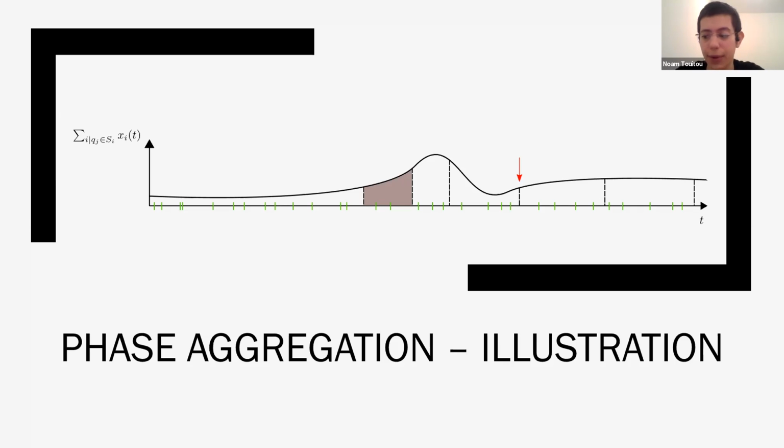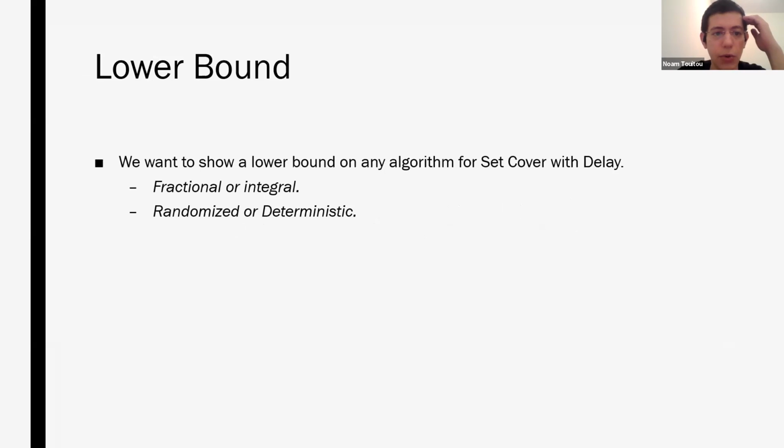So that's it for the rounding scheme. Now I'm going to talk a bit about the lower bound. So what we want to show is lower bounds that apply for any algorithm for set cover with delay. So there are some options for this. The algorithm can be either fractional or integral, and it can be either randomized or deterministic.